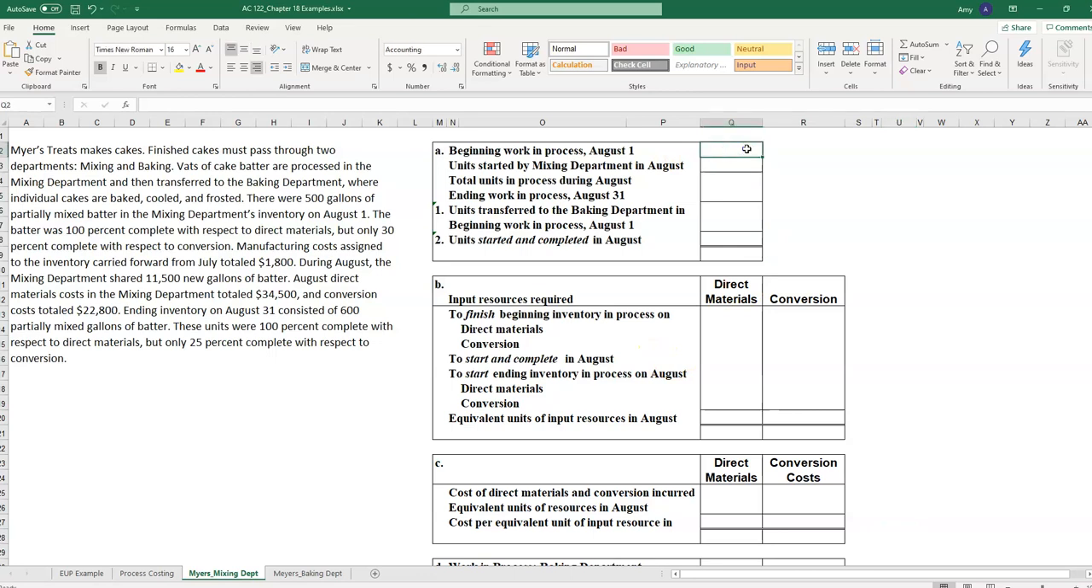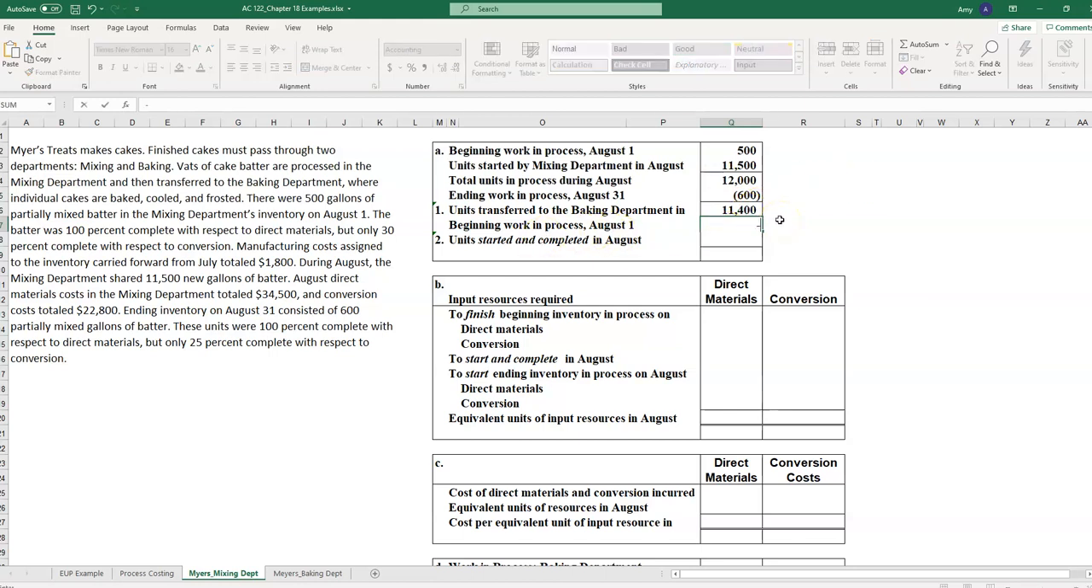So we started with 500 gallons, partially completed. During the month, we started 11,500 new gallons. So our total gallons during the month were 12,000. Our ending work in process, 600 gallons. So our units transferred were 11,400.